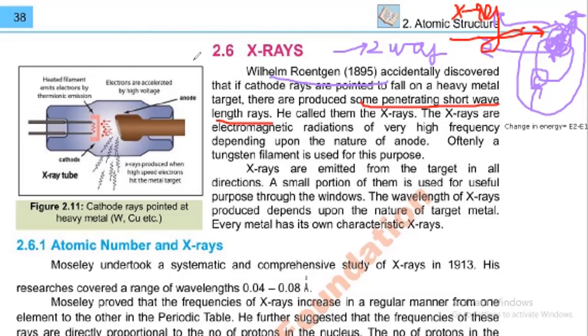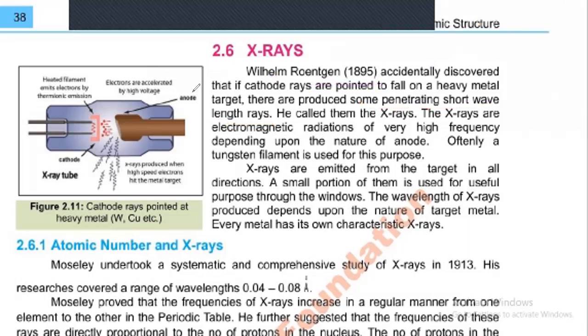He named them X-rays. The X-rays are electromagnetic radiation of very high frequency, depending upon the nature of the target; a tungsten filament is used for this purpose. X-rays are emitted from the target in all directions. The energy that comes out from the electron can go into any direction. A small portion of them is useful for purpose through the windows.